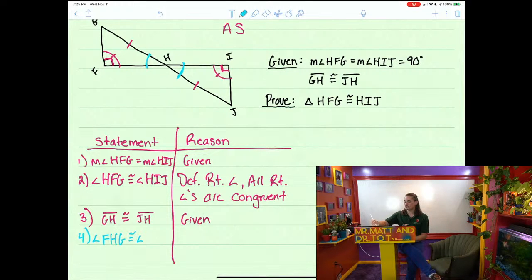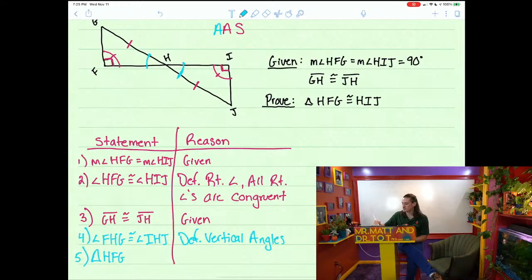So now we have angle, angle, side. That's a congruency postulate. So we can make a conclusion that triangle HFG is congruent to triangle HIJ because of the angle, angle, side congruency postulate.